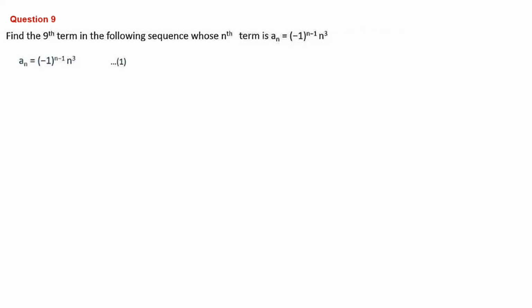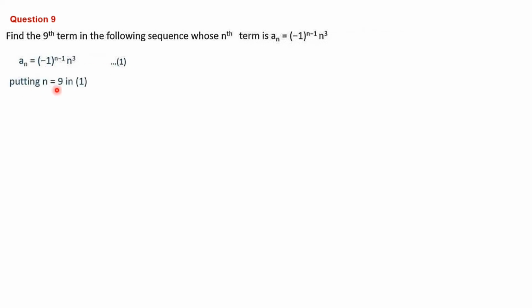Move on to the 9th question. Find the 9th term in the following sequence whose nth term is a_n equal to (minus 1) to the power n minus 1, into n cube. Same thing, 9th term. Here replace n and put 9. So a_n is equal to (minus 1) to the power n minus 1, into n cube. Label it as equation number 1.